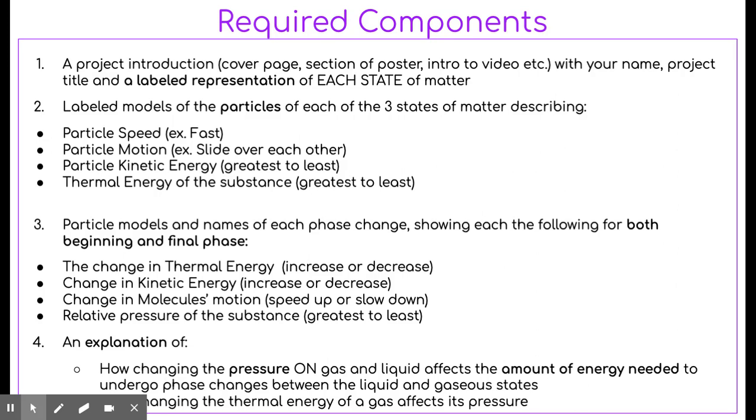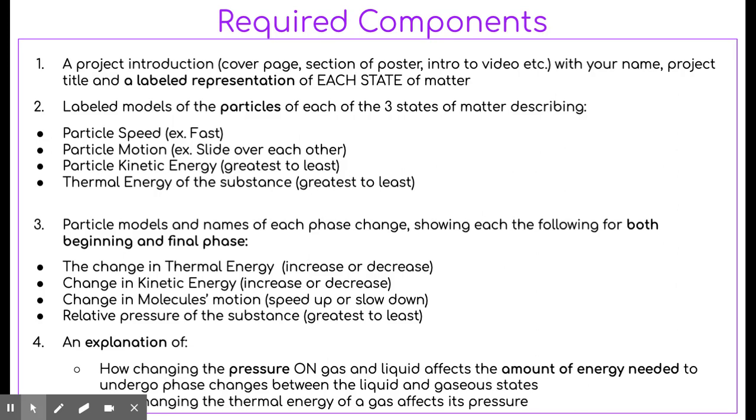Whichever artistic format you choose to present your model, which is what we'll look at next, it must include all of these components, though they will look different because they are being presented in a different art form. So the first thing that your project must include is a project introduction. Again, depending on the format or the mode that you use to present your model, this could be different. It could be a cover page if it's a booklet, a section of a poster, or an intro to a video. This will make more sense when we look at our options for the arts integration piece. But the things that it must include are your name, the project title, and some sort of labeled representation of each of our three states of matter.